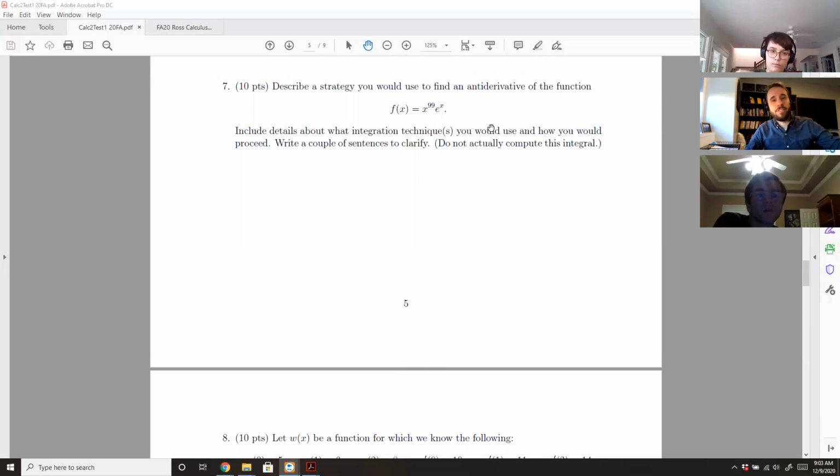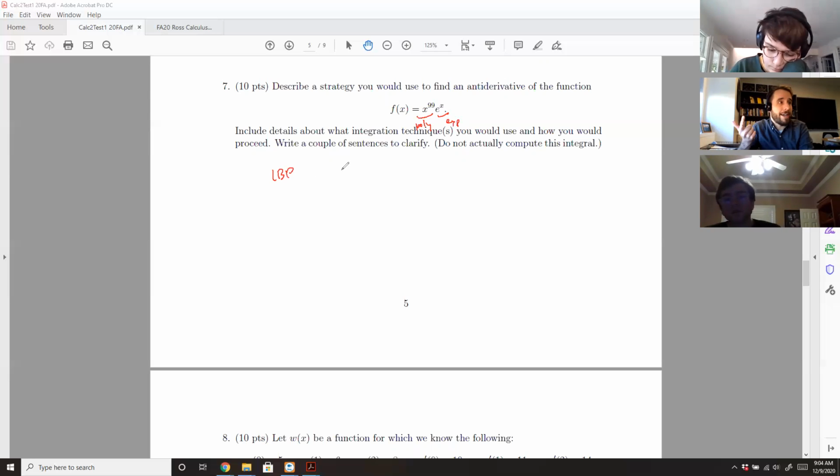Problem 10 asks you to describe a strategy you would use to find an antiderivative of that expression. We've already talked about this. This is a polynomial times an exponential. And so you would want to use integration by parts. The main thing that I was looking for in this problem was to identify integration by parts, to explain why, because it's of the correct form.